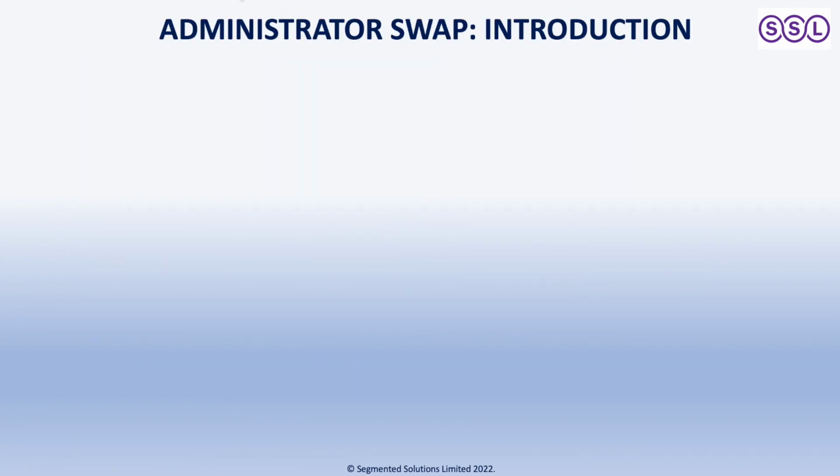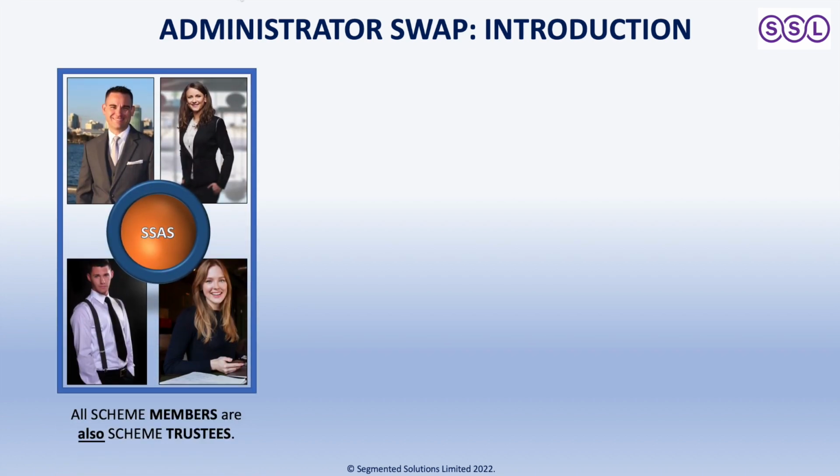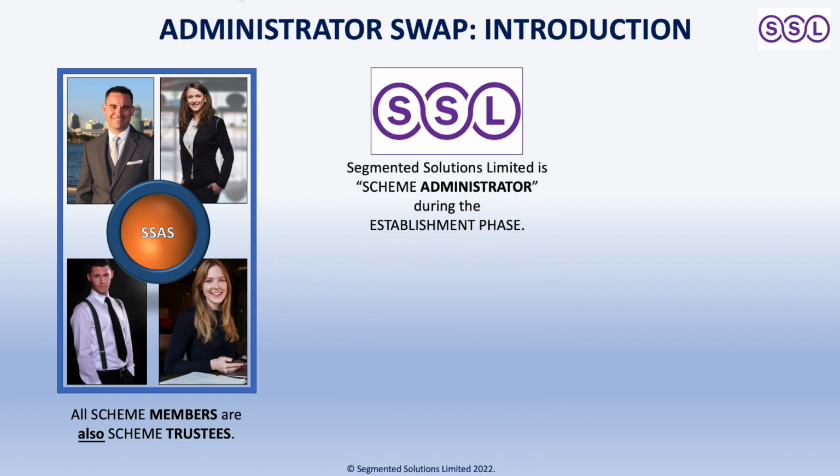Next stage is to swap the administrators. And when you first set up a SSAS, all of the members are trustees, and like I said before, that's important from the accounting perspective. But Segmented Solutions starts out as your scheme administrator during the establishment phase, and that's because we're well used to dealing with all the letters and requests for information from HMRC, so they write to us and we can deal with those. But we're not your professional trustee, we never are. We're just the administrators to begin with.